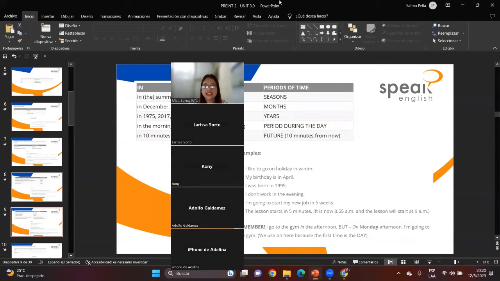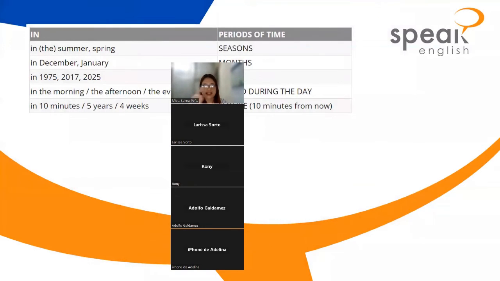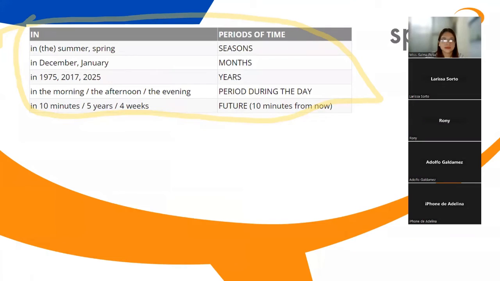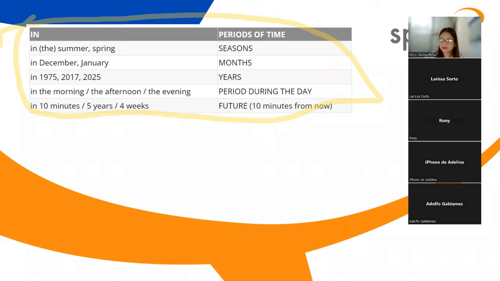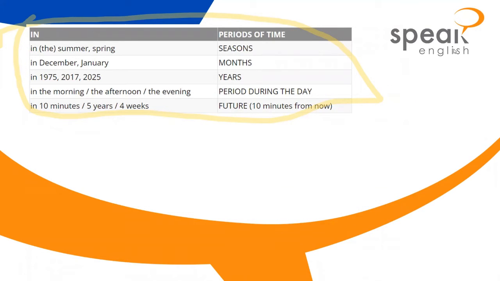Okay. Then we go with in. Okay, Larissa, can you help me to read the uses of in? In the summer, spring, season. In December, January, months. In 195 and 217 and 225 years. In the morning, in the afternoon, in the evening, period during the day. In 10 minutes, 5 years, 4 weeks, future, 10 minutes from now.